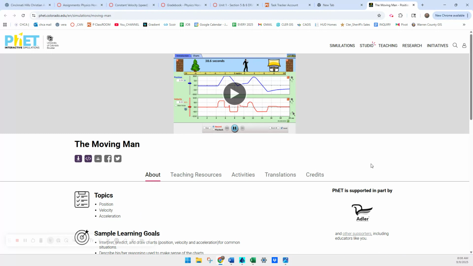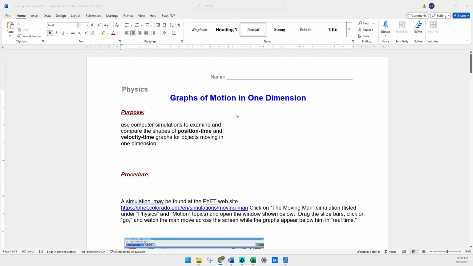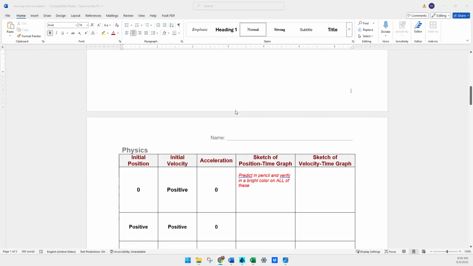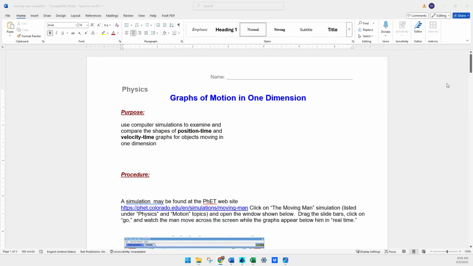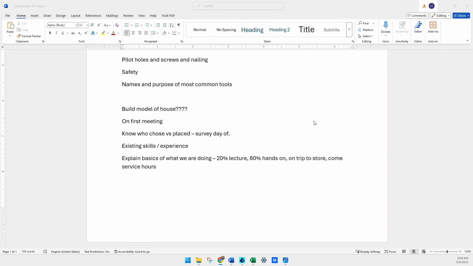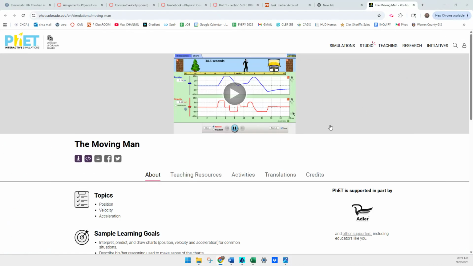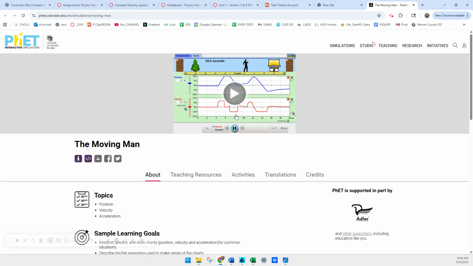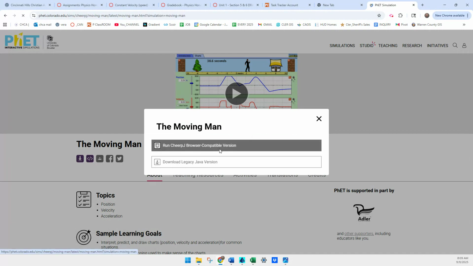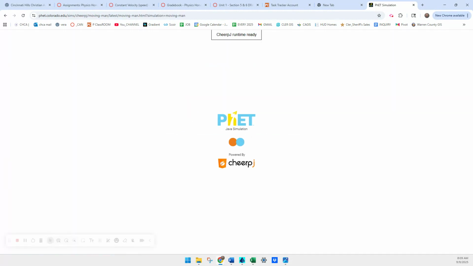All right, so we're looking here today at an assignment called Graphs of Motion in One Dimension. This is the assignment itself. You'll have this printed for you most likely, or else I'll have it so you can always download it. The link will take you to here. If not, of course, you can see right here, it's not complicated to find. When you get there, you'll just click play, and normally if you click here, it works.